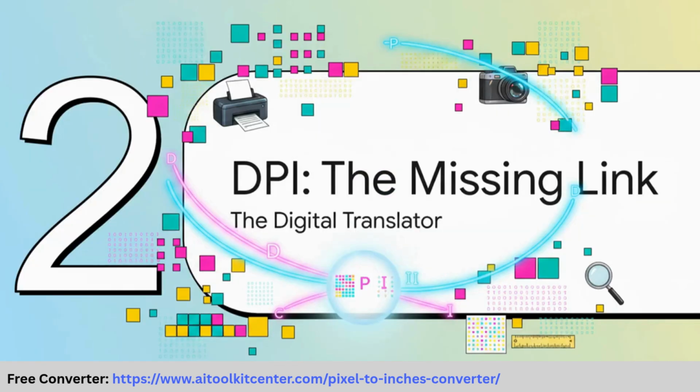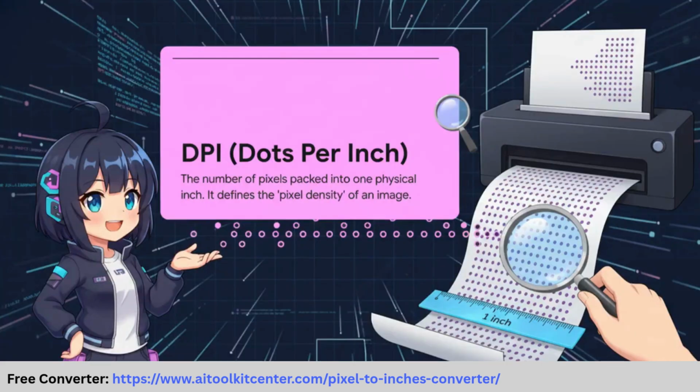Well, the answer, the secret sauce, is just 3 little letters: DPI. This is the key. It's the missing link, the magic translator that connects the world of pixels to the world of inches. DPI stands for dots per inch, and all you really need to remember is pixel density. It's literally the instruction manual you give to the printer. It says, hey, for every 1 inch of real paper, I want you to cram this many pixels into it. Without that instruction, the whole translation falls apart.